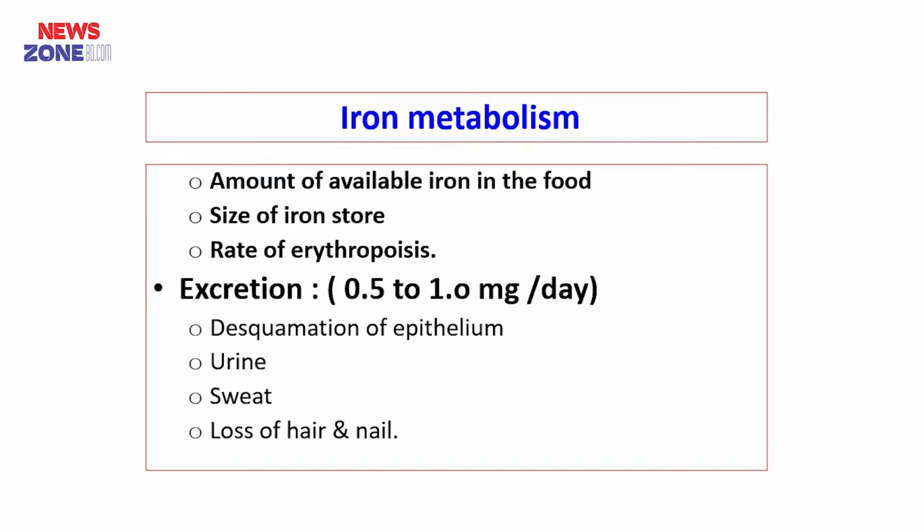In iron metabolism, we have to know about the amount of iron in the food, the size of the iron store and the rate of erythropoiesis. The excretion of iron from our body is 0.5 to 1 milligram per day, and that is excreted in the following way: desquamation of epithelium, through the urine, through sweat, and loss of hair and nail.